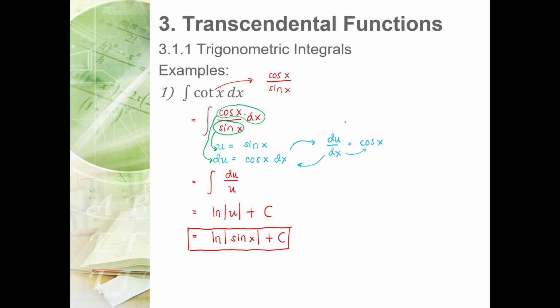So I guess there's none. So what if we try to do the replacement in a wrong manner? Let's see if we can still get the same answer. For example, let's say our u is cosine x. Then our derivative for u, du over dx, is equal to negative sine x, right? And your du is equal to negative sine x dx.